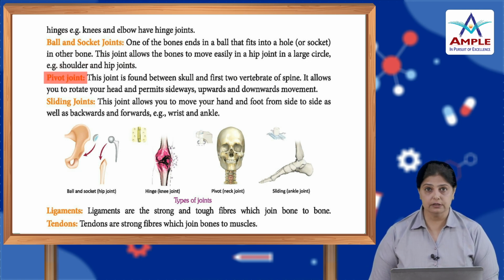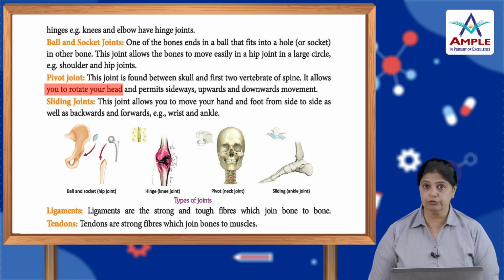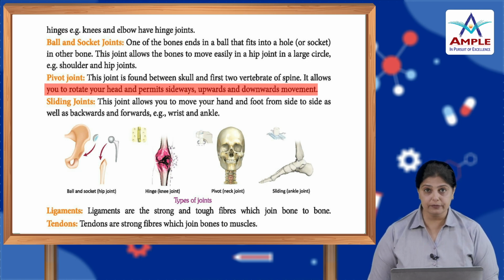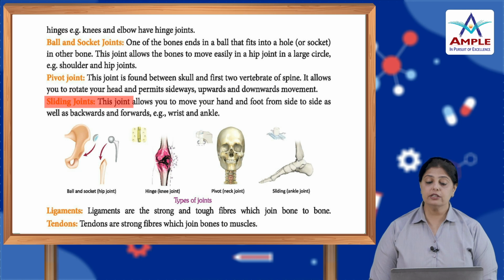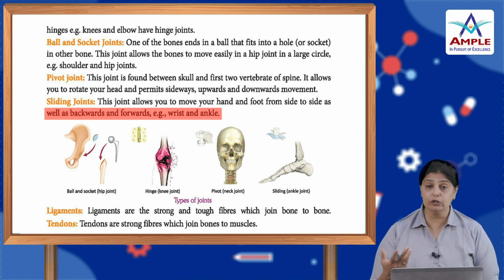Now, the pivot joint. This joint is found between the skull and the first 2 vertebrae of the spine. It allows you to rotate your head, and permits sideways, upwards and downward movement. When you do your head exercises, this joint plays a major role, the pivot joint. Sliding joints. This joint allows you to move your hand and foot from side to side as well as backwards and forward. Examples: wrist, ankle. So, all this movement is happening due to the sliding joints.